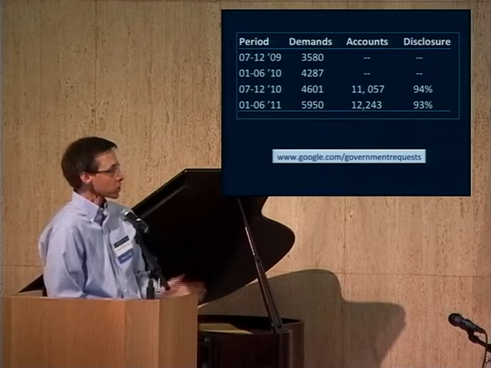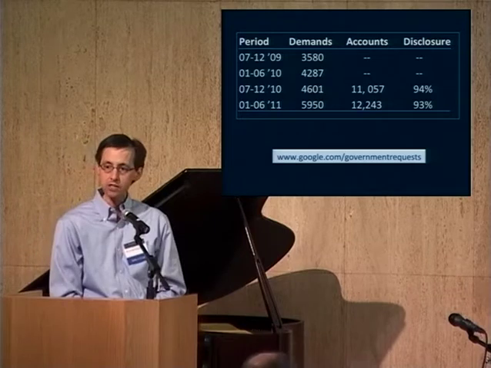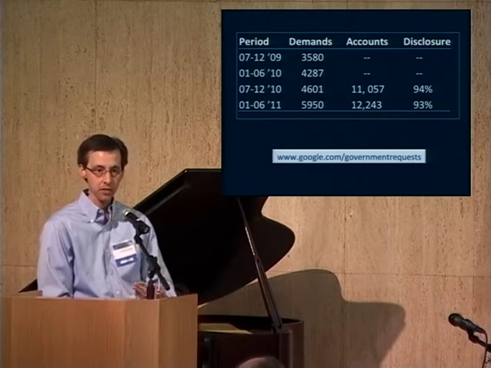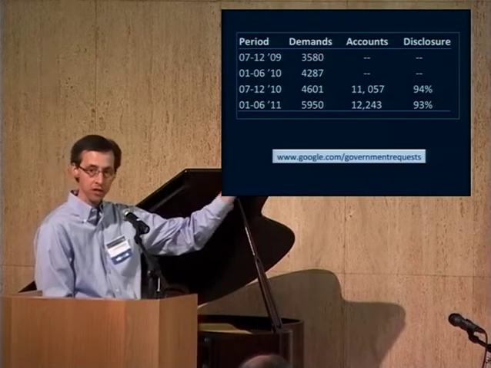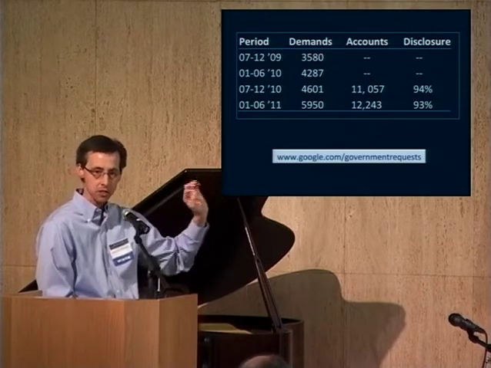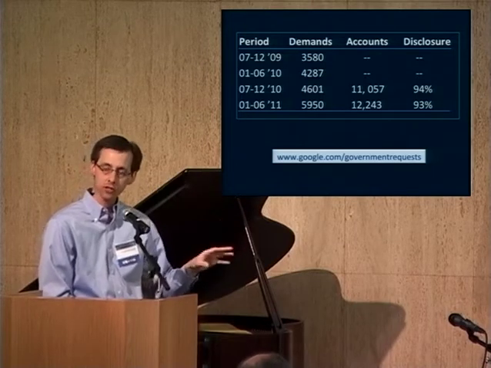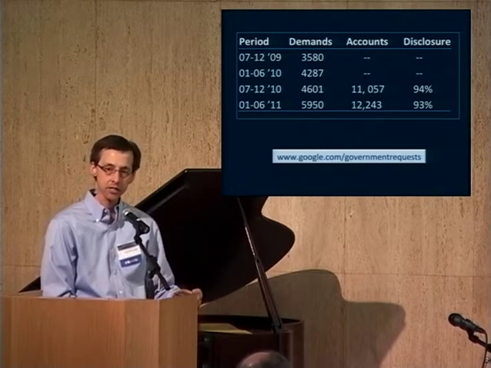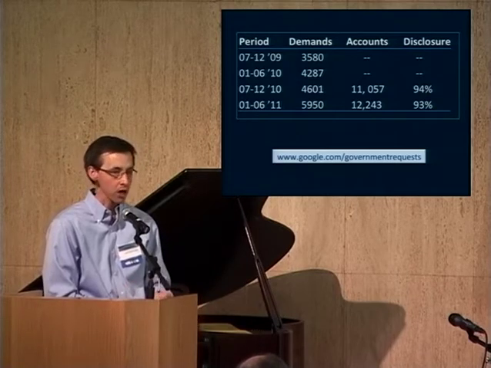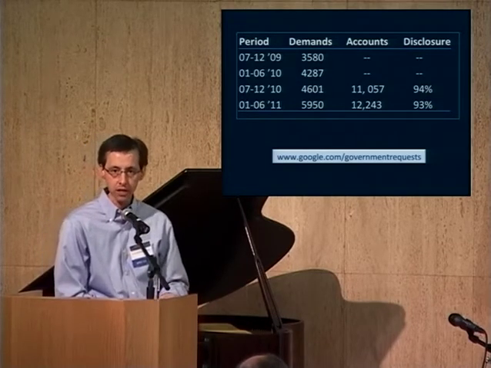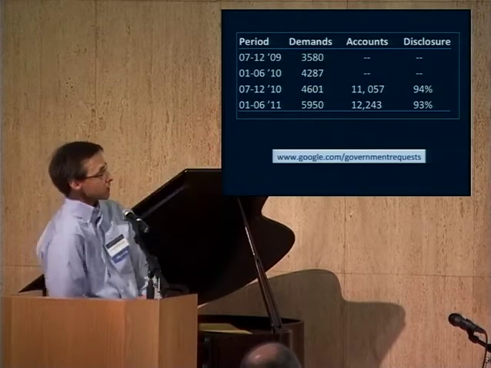A couple years ago, we started to publish some of our statistics about the legal process that we receive. If you go to google.com/government requests, you'll see some statistics, not only about data disclosure, but also removals. So sometimes we're ordered to remove content from our site, bring down a YouTube video, take down a blog, remove something from the search index. We publish statistics on that as well. This is a little snippet of it.